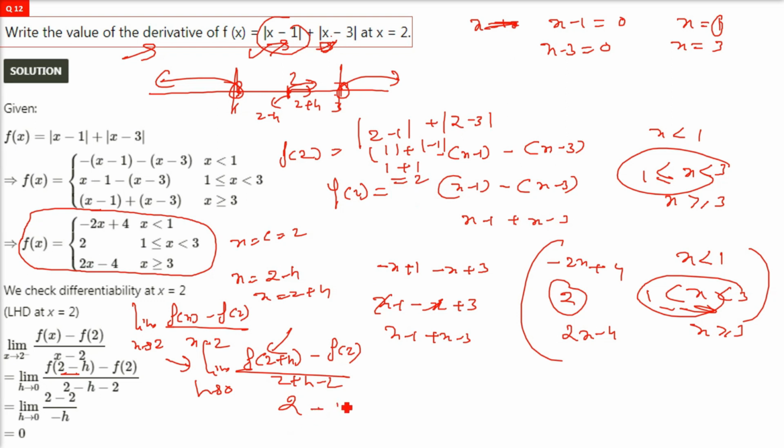So 2 minus 2 divided by h, this gets cancelled. You have h. So 2 minus 2 is 0, 0 by h is 0. Okay, so this is how you get the value. You go to left, right. If you don't want to do it this way, because the value between 1 and 3 is a constant, it's 2, so it will always be 2.